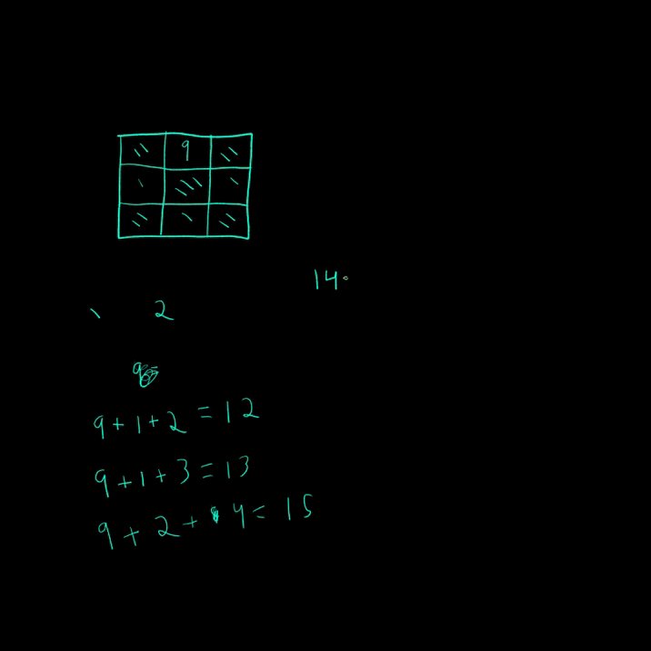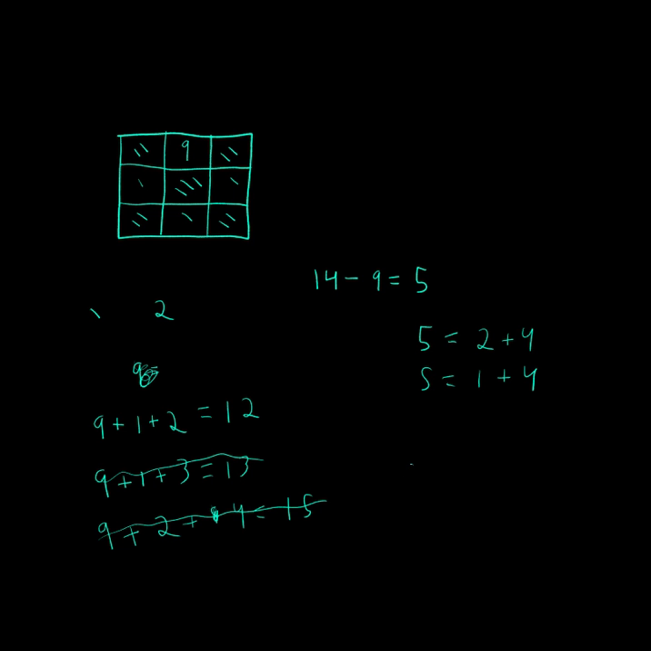So 14 minus 9 equals 5. So how can we write 5? We can write that as 2 plus 3. We could also write it as 1 plus 4. So actually this wouldn't be the correct way to go about it.